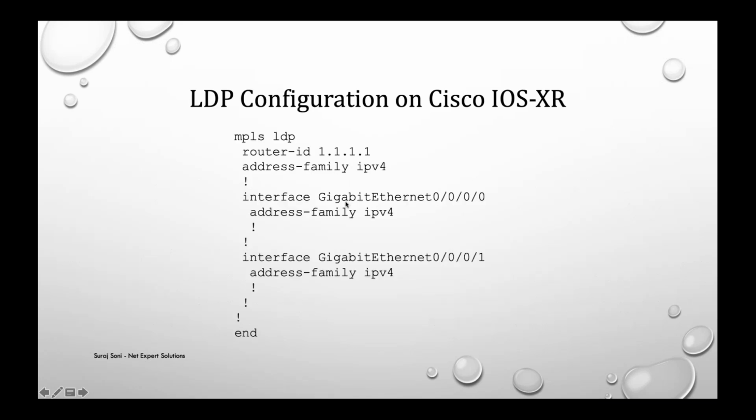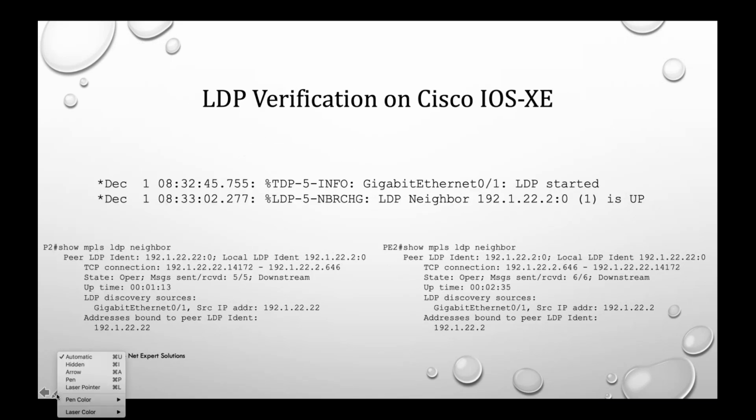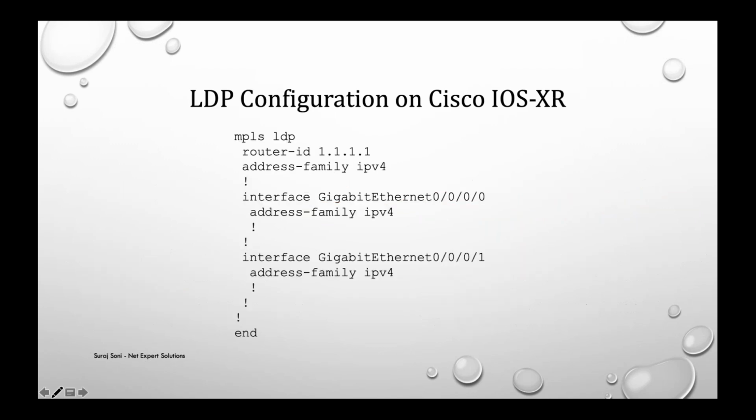And this is the log message which you will get. This is the interface. LDP has started. After that, the hello packets are negotiated, the neighborship has come up, and this is the neighbor's ID and the status of the neighborship. My neighborship has been up for the last 2 minutes, which means it is stable. If it is fluctuating, you can see the fluctuation in the timers as well.